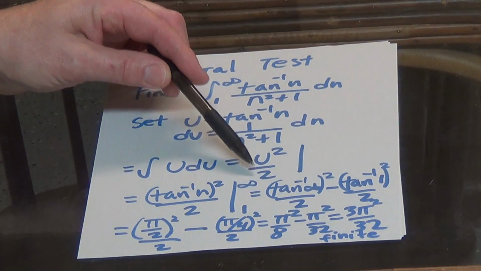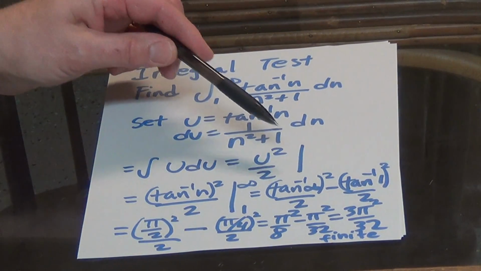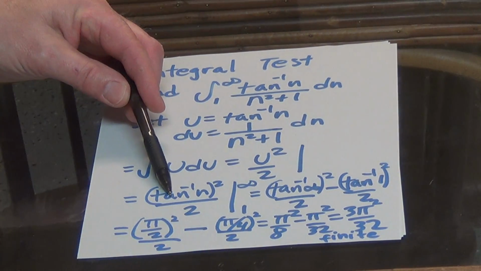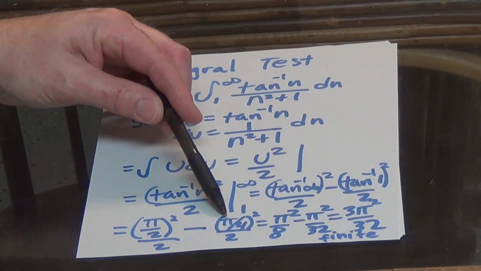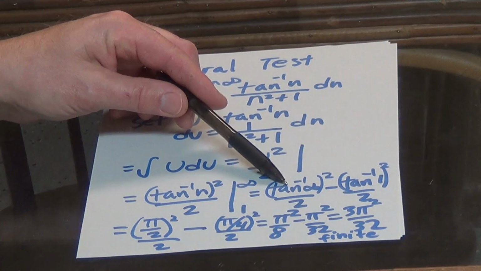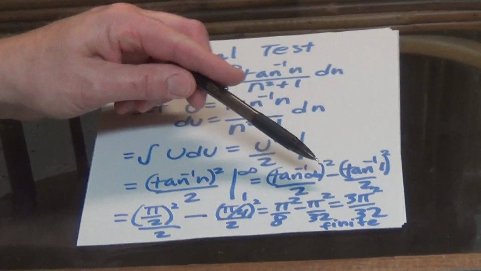Add 1, divide by that, u squared over 2. Again, I've dropped the 1 to infinity. Now I plug back in for u being arctangent n. You get arctangent of n squared over 2, put in 1 to infinity. You get arctangent of infinity squared over 2 minus arctangent of 1 squared over 2.